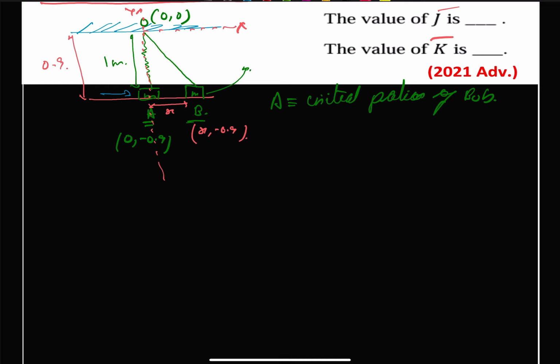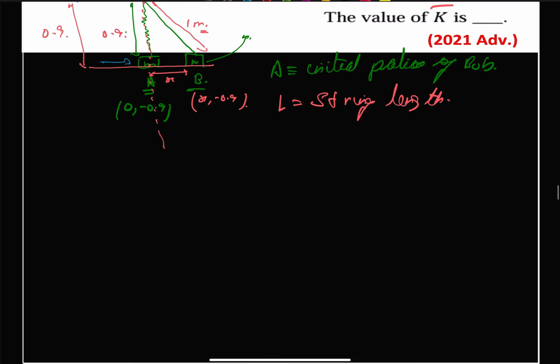At this particular instant the string will be taut and its length will be completely 1 meter. At this position it cannot be 1 meter, here it will be 1 meter. That was a mistake on my part. At this particular instant the length will be only 0.9. So let us call this string length L.